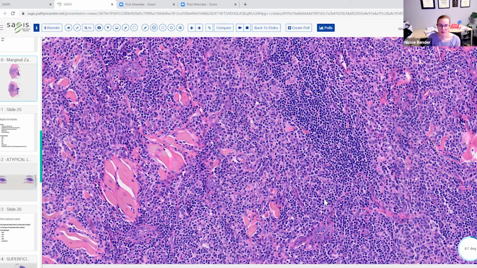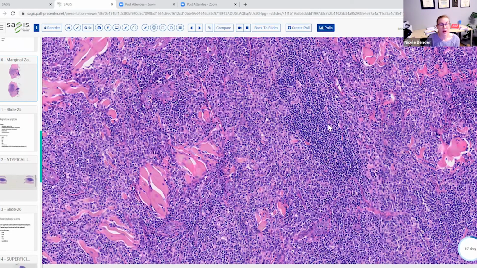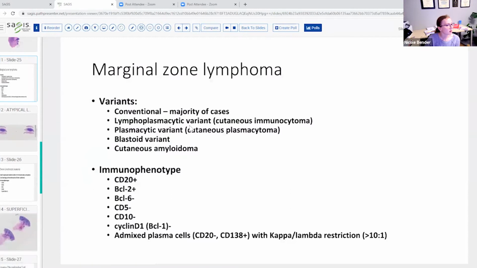I know I just mentioned the small lymphocytes, but marginal zone lymphoma can have a couple different variants to compare. This example is a conventional type, which is the majority of cases, but there can be a lymphoplasmacytic variant, previously known as cutaneous lymphocytoma, plasmacytic variant, previously known as cutaneous plasmacytoma, blastoid variant, and cutaneous amyloidoma.